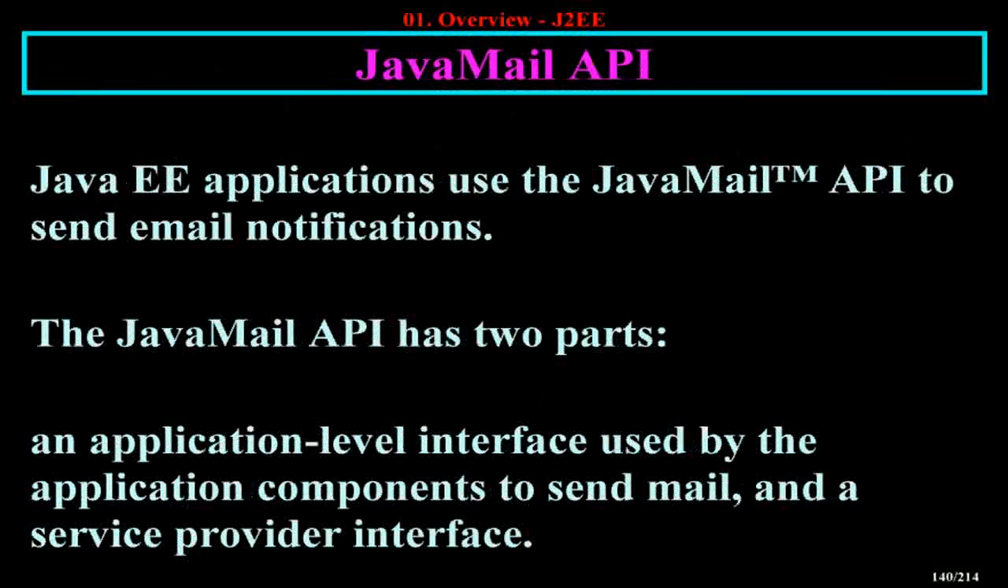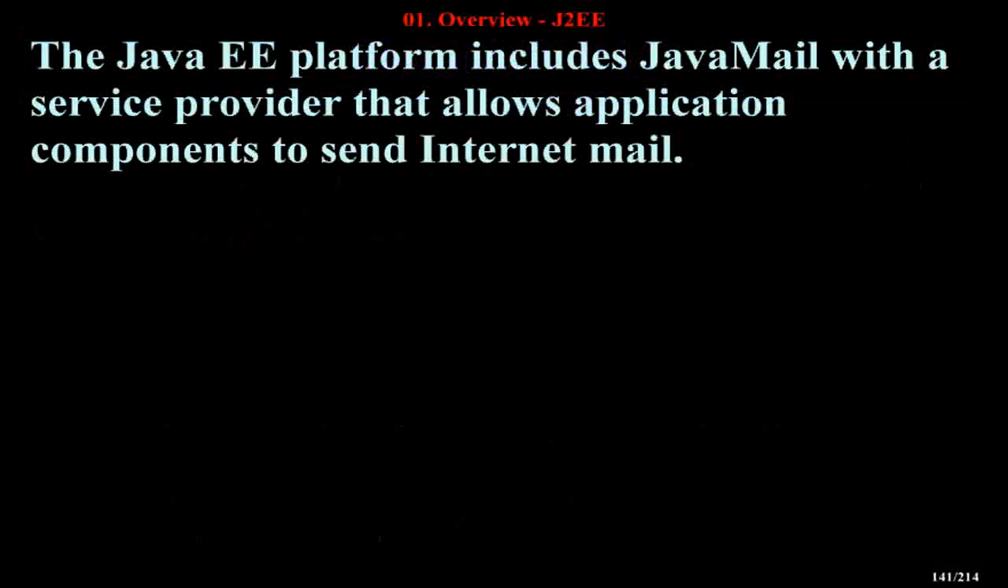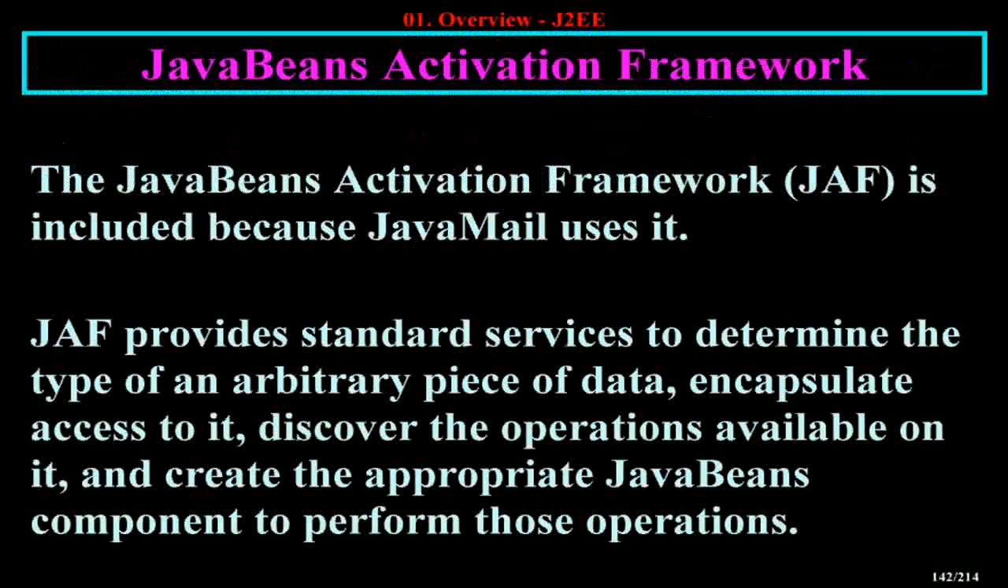Java Mail API. Java EE applications use the Java Mail API to send email notifications. The Java Mail API has two parts: an application-level interface used by the application components to send mail, and a service provider interface. The Java EE platform includes Java Mail with a service provider that allows application components to send internet mail.